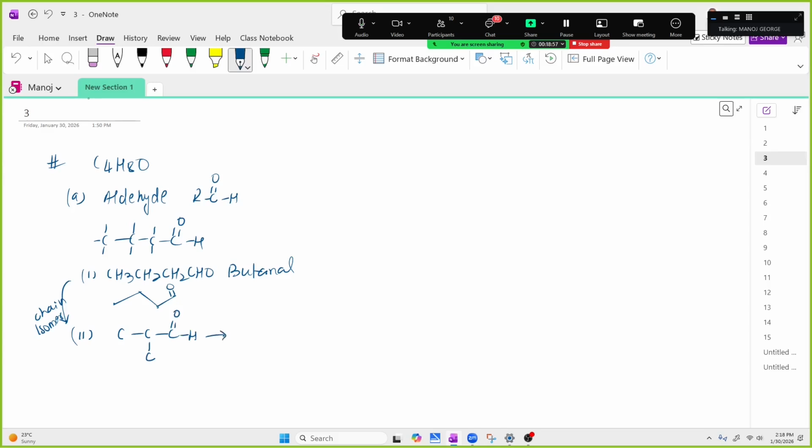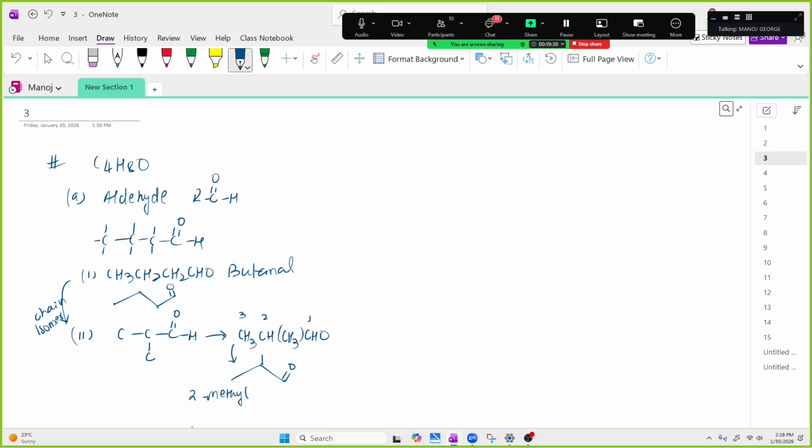So how will this look? This will be CH3CH(CH3)CHO. Did you all understand? Can you give me the name of this aldehyde? So this is carbon number 1, carbon number 2, carbon number 3. The structure looks like this. That is the aldehyde at the first position, and that is the methyl group. What is the name of this aldehyde? This is 2-methyl propanal. Very good.